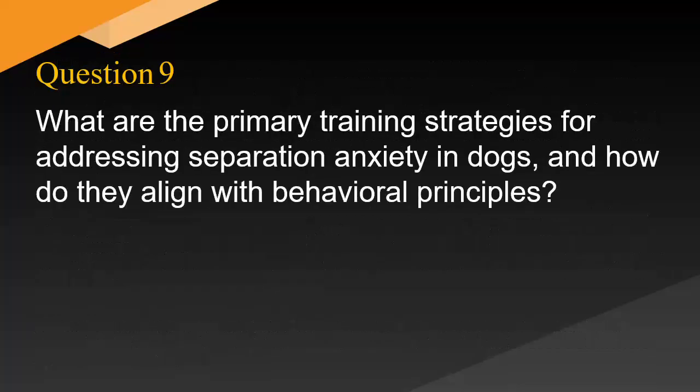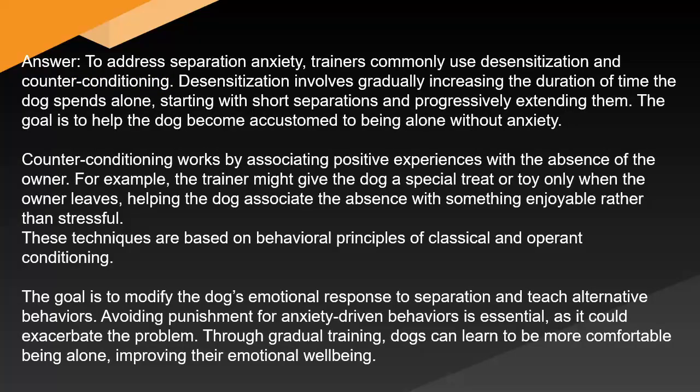What are the primary training strategies for addressing separation anxiety in dogs, and how do they align with behavioral principles? Answer: To address separation anxiety, trainers commonly use desensitization and counter-conditioning. Desensitization involves gradually increasing the duration of time the dog spends alone, starting with short separations and progressively extending them. The goal is to help the dog become accustomed to being alone without anxiety.